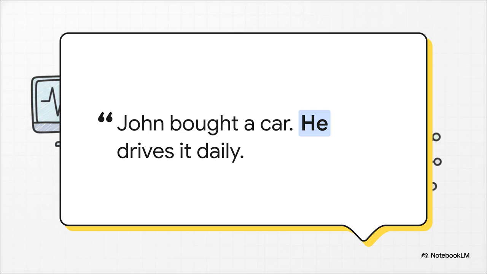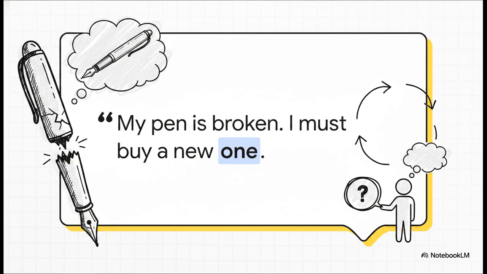And then we have cataphora, pointing forward. Although she was tired, Mary finished the report. Here, the pronoun she anticipates Mary, pulling the reader forward through the sentence. The second device is substitution. It's exactly what it sounds like. We replace a specific linguistic item with a placeholder. For instance, my pen is broken. I must buy a new one. See that? We're swapping the specific word pen for the placeholder word one. It keeps the structure perfectly intact without sounding repetitive.